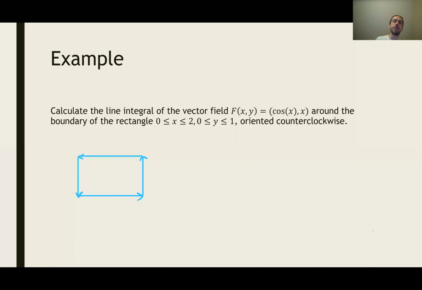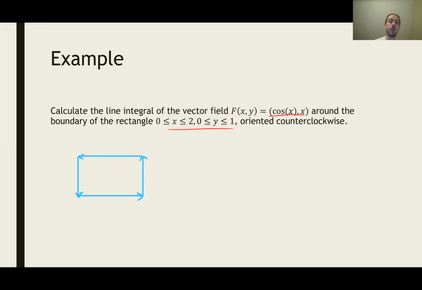Here's an example of the type of problem where Green's theorem is very handy. This problem says, let's calculate the line integral of this vector field, F(x,y) = ⟨cos x, x²⟩, around the boundary of the rectangle 0 ≤ x ≤ 2, 0 ≤ y ≤ 1, oriented counterclockwise. I've drawn a picture of this region at the left here.